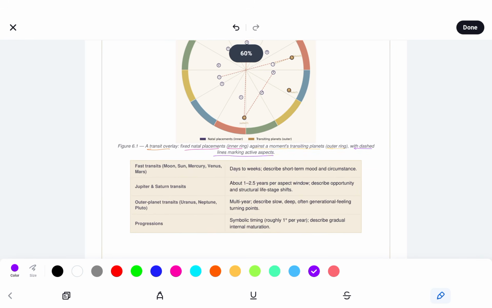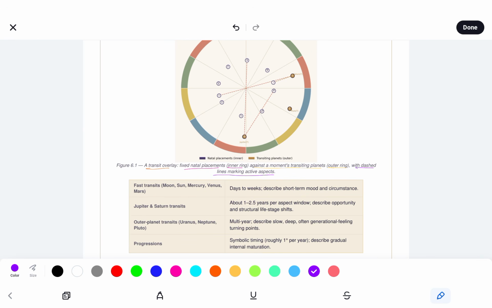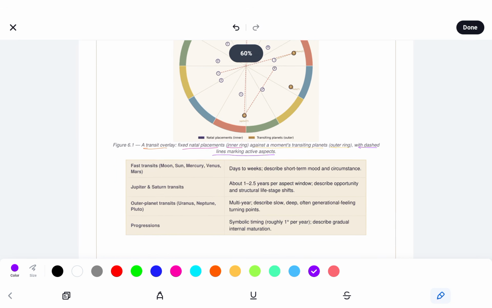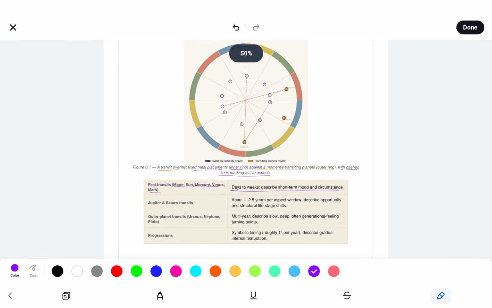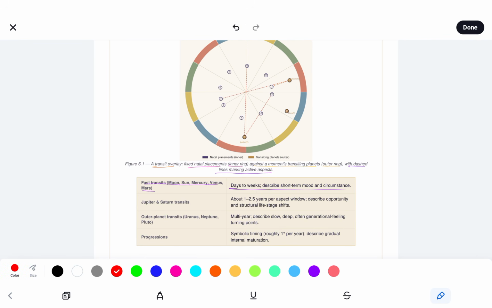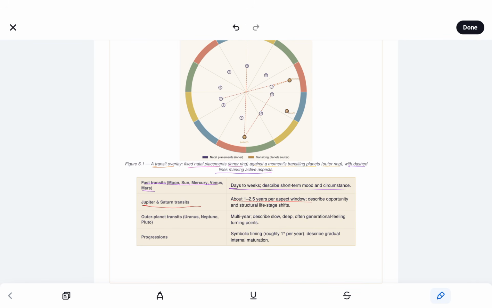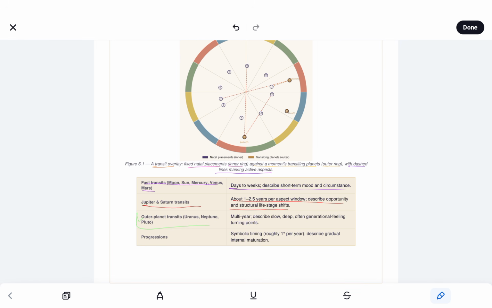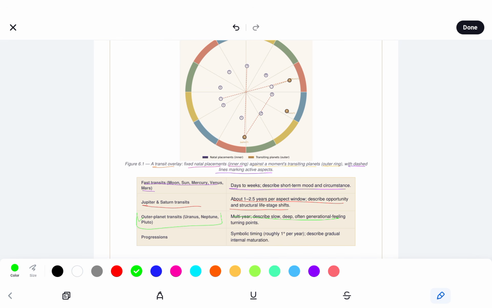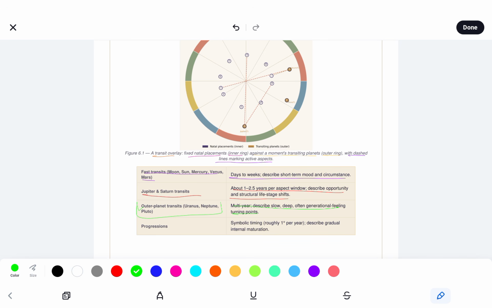And so we can see that fast transits, such as with the Moon, Sun, Mercury, Venus, and Mars, being days to weeks, describe short-term mood and circumstance. Jupiter and Saturn transits, about 1 to 2.5 years per aspect window, describe opportunity and structural life stage shifts. We see that outer planet transits with Uranus, Neptune, Pluto, multi-year, describe slow, deep, often generational feeling turning points. And we've got progressions: symbolic timing, roughly 1 degree per year, describing gradual internal maturation.